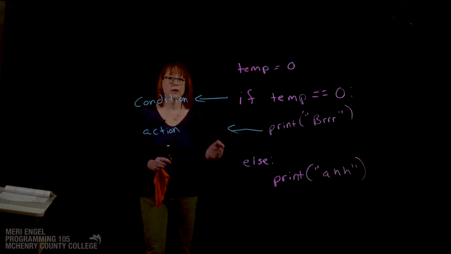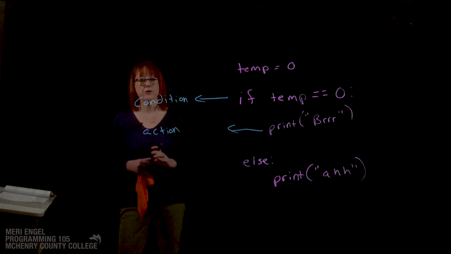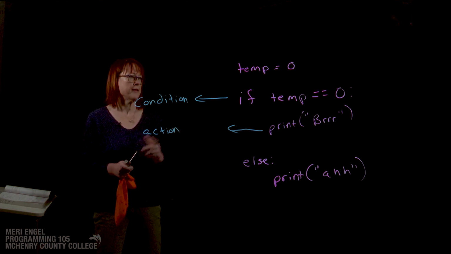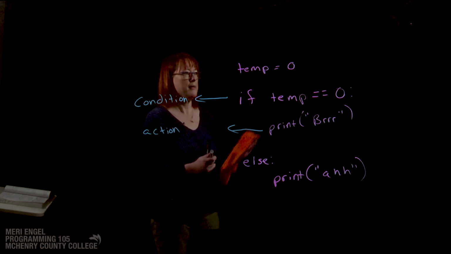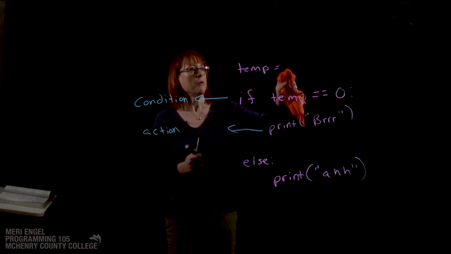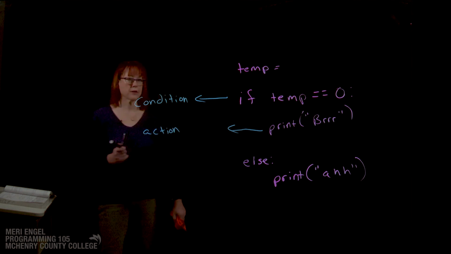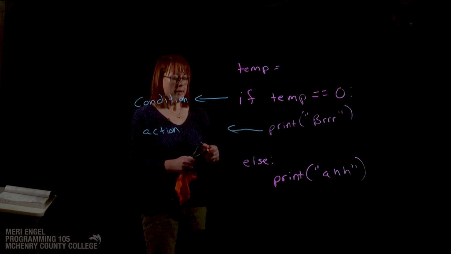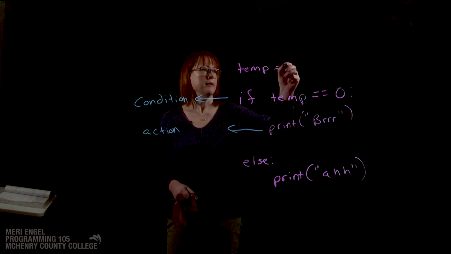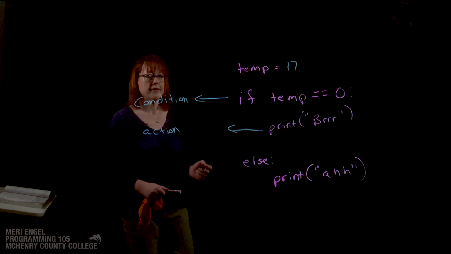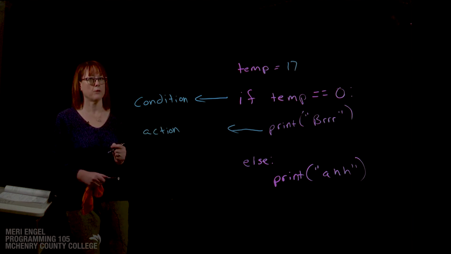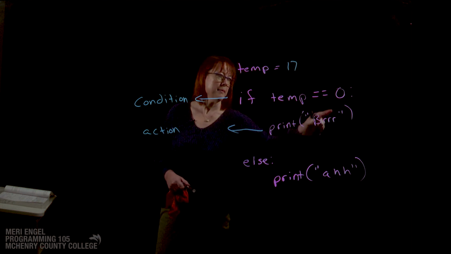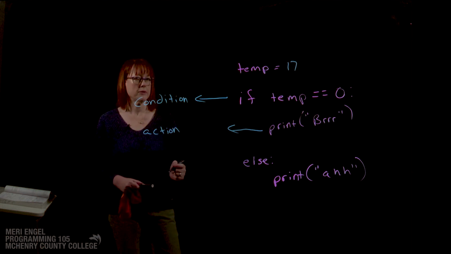So I like to do what I call desk checking. Desk checking is to read through the logic and think what's going to happen. And we'll play with this in a couple different ways. So we're going to play with what temp can equal. When we had temp equal to 0, it prints brr. But what if temp is equal to 17? Well, if it's 17 degrees Fahrenheit, that's still pretty cold. But in this case, what would be printed would be the else action, because it's not exactly equal to 0.